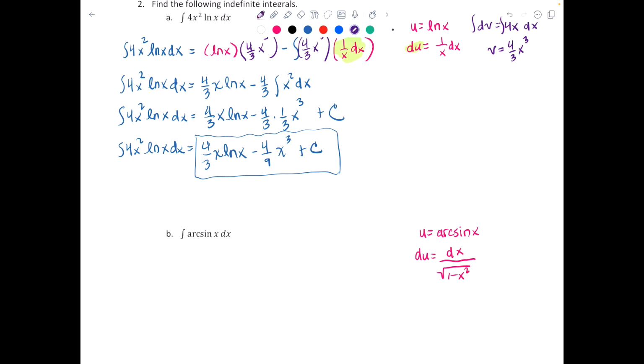And then the only thing left is the dx. So dv is dx, and when you integrate both sides, we get v is equal to x. So the integral of arcsine of x dx equals u, which was arcsine of x, times v, which was x, minus the integral of v, which was x, times du, which was dx over root 1 minus x squared.